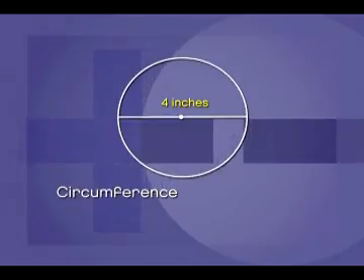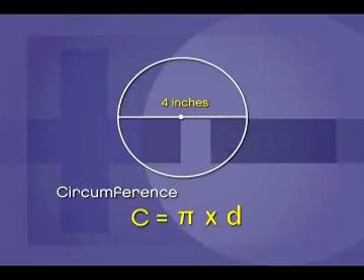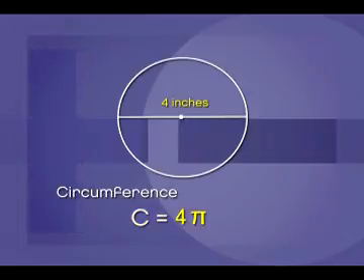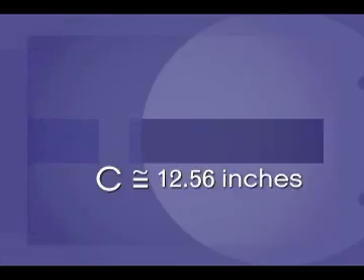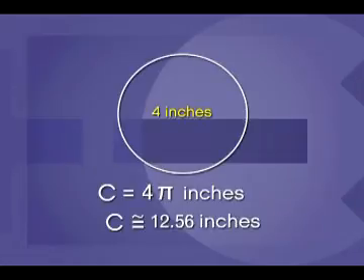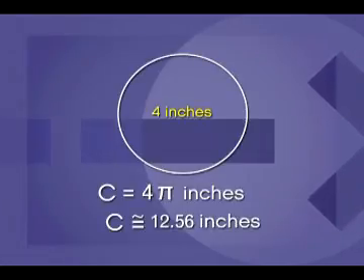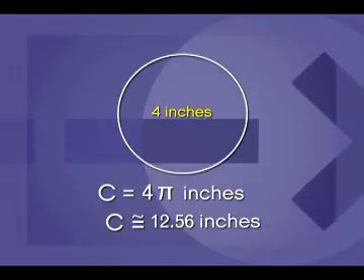Let's see if we can determine the circumference of this circle. The diameter is 4 inches. We can use the formula circumference equals pi times diameter. Okay, that's 4 pi. We can approximate the answer by multiplying 4 times 3.14. That's 12.56. So, we can say that the circumference of this circle is 4 pi inches, or approximately 12.56 inches.